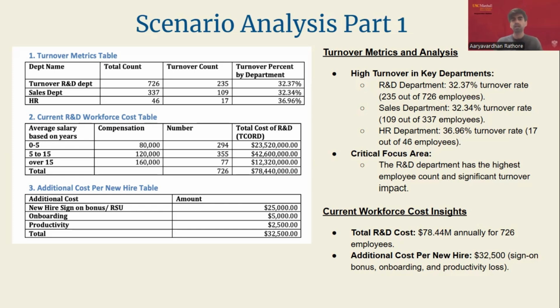$78,440,000. The other calculation that we had to come up with was the additional cost per hire, which had a few components. The first one being the new sign-on bonuses and the RSUs, the second being onboarding costs such as training, joining, and everything, and the third one being productivity, which was mentioned by Mihika. And the number that comes out here is $32,500. On to the next slide.